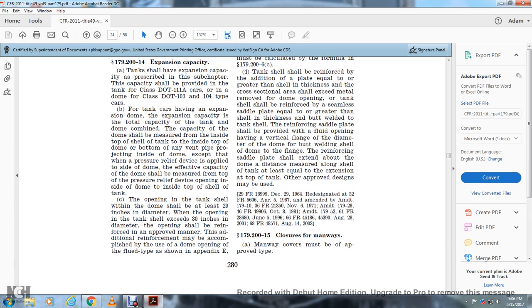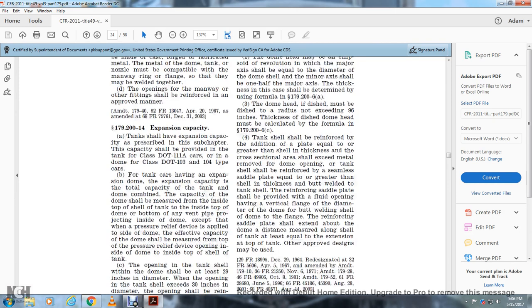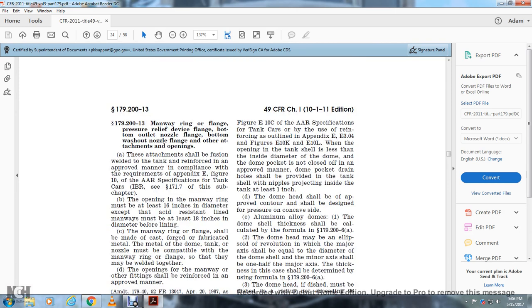The opening of the tank shall be within the dome shell and shall be at least 20 inches in diameter. When the opening of the tank shell exceeds 30 inches in diameter, the opening shall be reinforced in an approved manner. The additional reinforcement may be accomplished by using the dome opening of the flued type as shown in figure appendix A, E10C of the AR specification for the tank cars, or by the use of the reinforcing outlined in the appendix E3.02 and figures E10K and E10L.